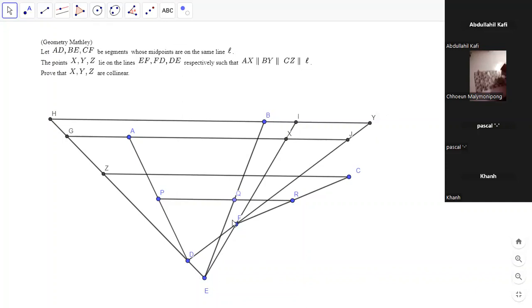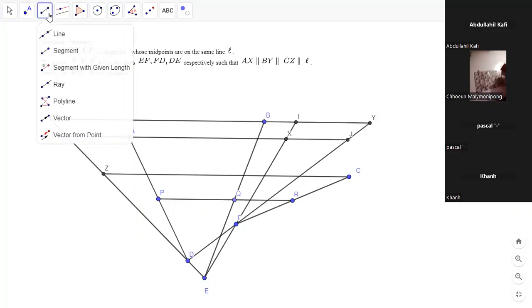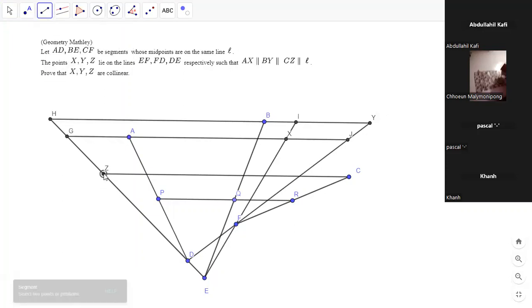So yeah, you want to try Menelaus on DEF. Let's see. So that would be something about DE over DZ, EF over FX, and FD over FY, I think, right? What's the relationship that has to hold between those so that X, Y, and Z are collinear?